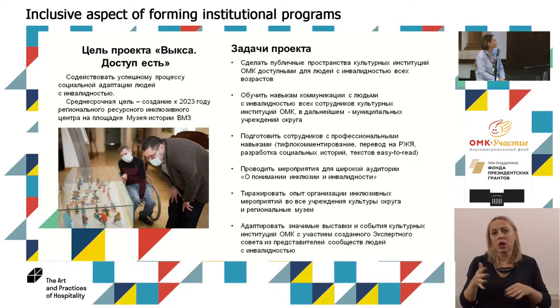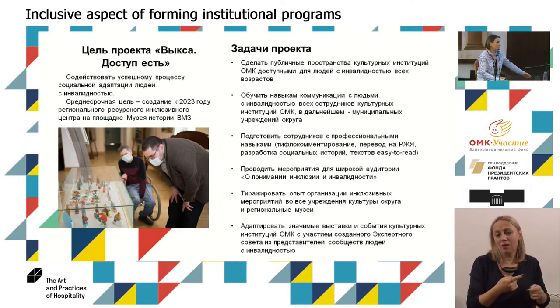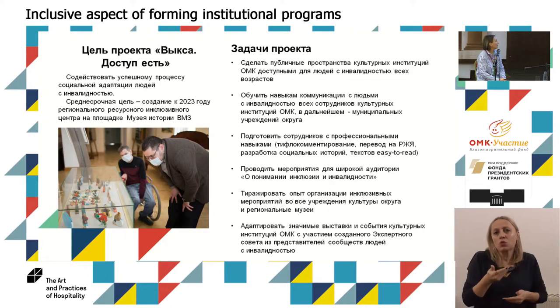By 2023, we plan to set up a regional resource inclusive center. We are on track already to achieve the goal. Regarding cultural spaces inside the museum, we try to ensure complete architectural accessibility. And the art residence is about to get a new building. Two cultural institutions are based at facilities that are considered objects of cultural heritage. It poses certain difficulties, but still we've made quite a bit of progress.